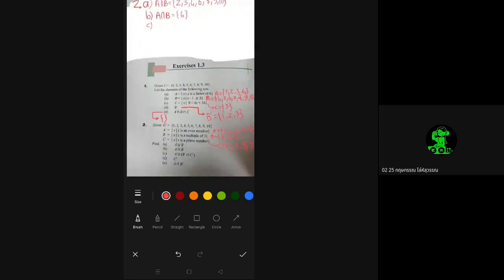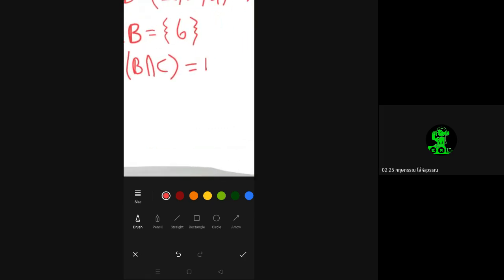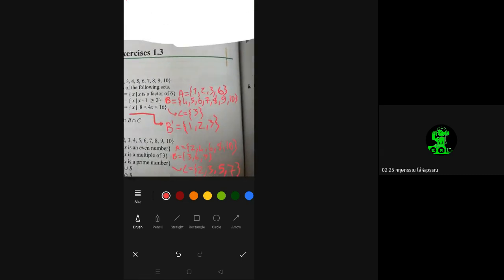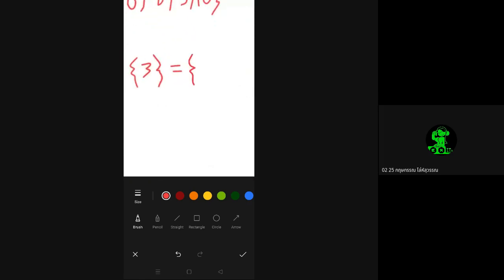The next one is A union B intersect with C. We have to do it step by step. We have to solve it. B intersect with C is only 3. So this is 3. A is 1, 2, 3, and 6. So the answer is 1, 2, 3 is already inside, and 6.